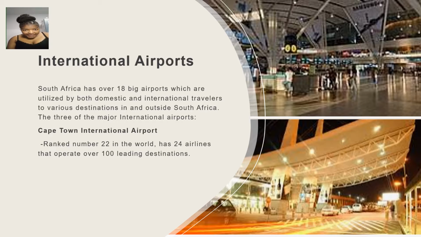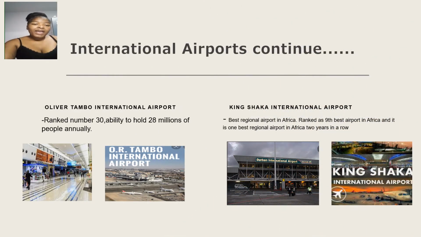The first one is Cape Town International Airport. It has been ranked number 22 in the world, has 24 airlines that operate over 100 leading destinations. We have again Oliver Tambo International Airport, known to many as the OR Tambo International Airport. It is ranked number 30 in the world and has the ability to hold over 28 million people annually.